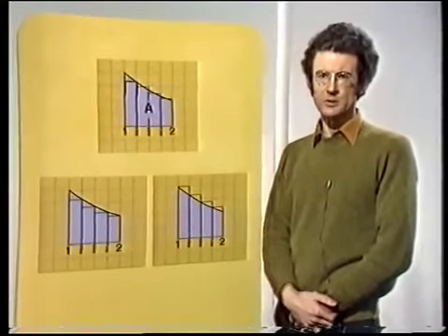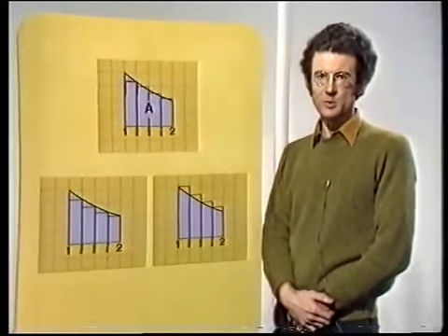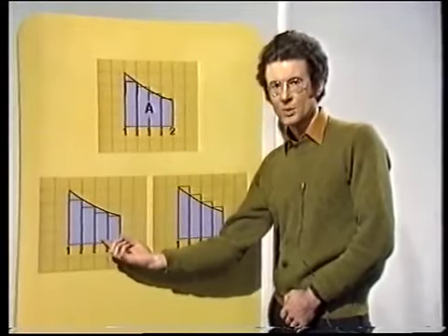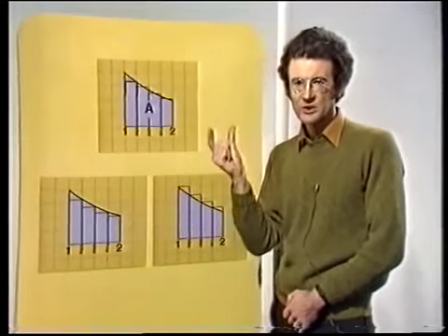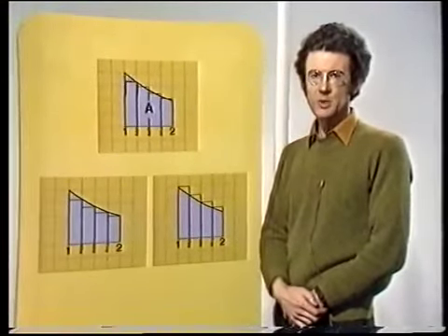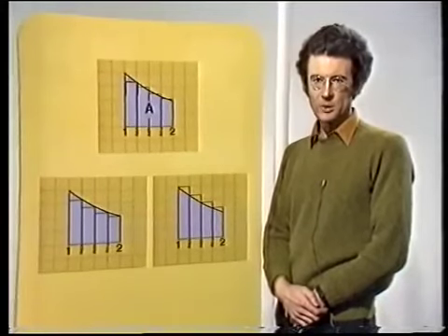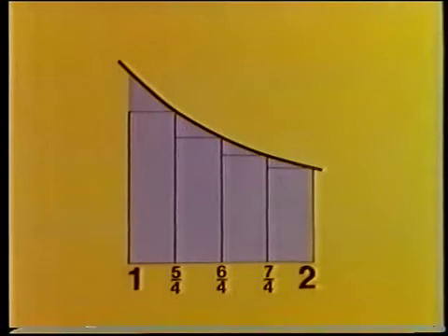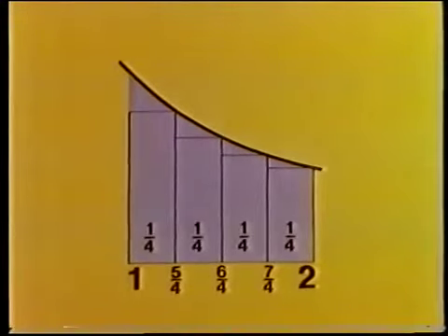Actually, with only 4 rectangles, it won't be pinched very tightly. But we'll see in a minute that by taking more and more rectangles here, we can get estimates which pinch A tighter and tighter. But first of all, let's find numerical values for our 2 estimates. And we'll start with the underestimate. The width of each rectangle is a quarter. And we can calculate their heights using the formula for the graph.